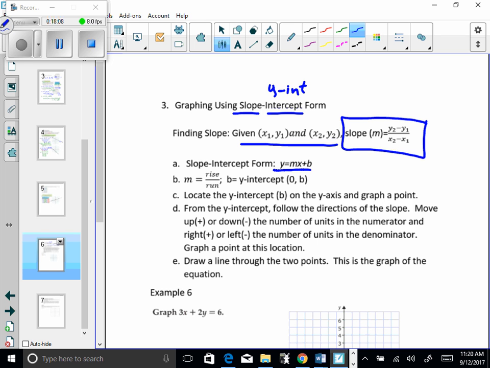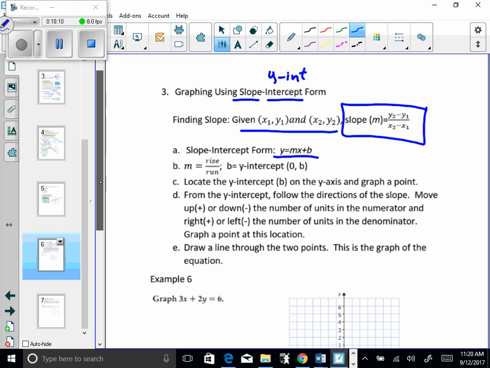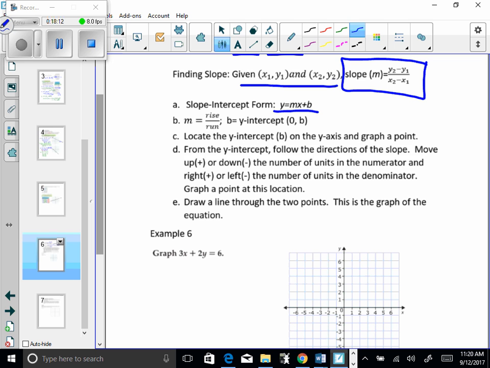Slope-intercept form looks like y equals mx plus b. The x and y in the equation are all of the x and y coordinates that satisfy the equation. The m is your slope, and we usually think of that as rise over run. And the b is your y-intercept, which has coordinates 0, b.